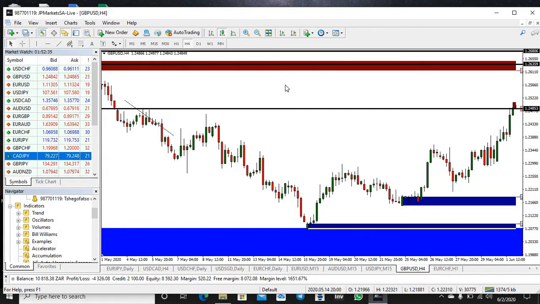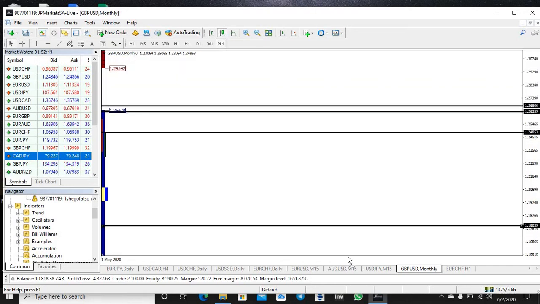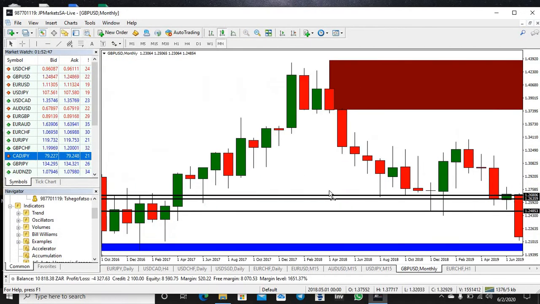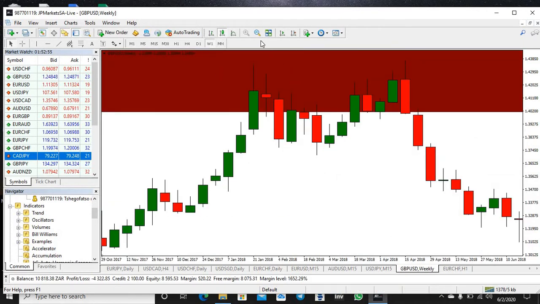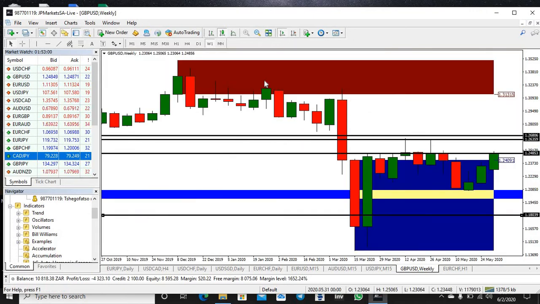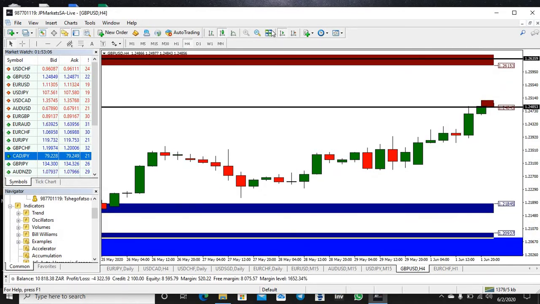So, back to our market analysis, we checked the GBP USD. We checked the direction of the candle on monthly. We determined that it's a strong buy candle, and then we went to weekly. We determined the strength of the buy signal also, and then we went to hourly. Let me just zoom out.